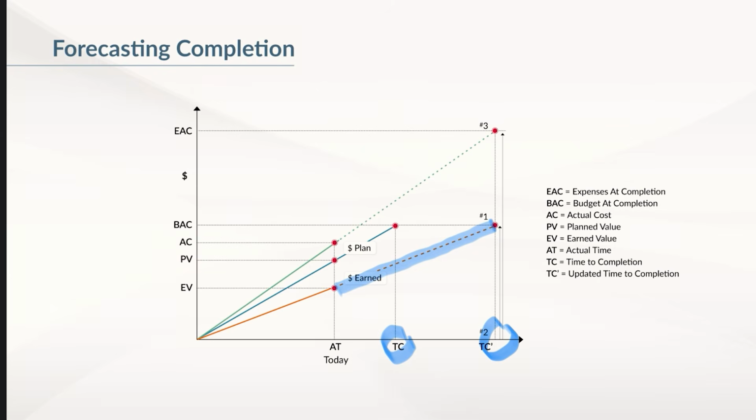Now, once you have forecasted when the project will be completed, assuming that the rate of your expenses is the same as before, you can extend the AC line until it reaches the TC prime point of time. The corresponding intersection of the vertical axis indicates the expected actual cost, or EAC for short. This geometric mapping of PV, EV, and AC allows you to forecast when the project will be completed and how much it will cost at that time.